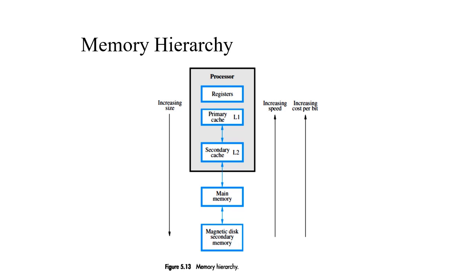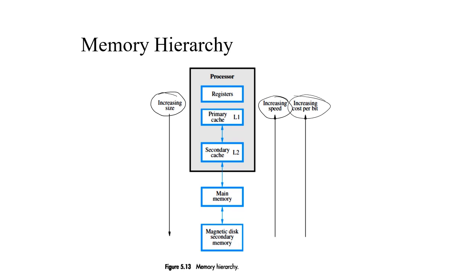The diagram here shows the memory hierarchy in terms of three parameters: increasing size, increasing speed, and increasing cost per bit. Whenever we manufacture a product, we need to consider these three things when we choose a memory. One is the size, which is very important in modern-day applications. Increasing speed, the speed is also important, and cost per bit.